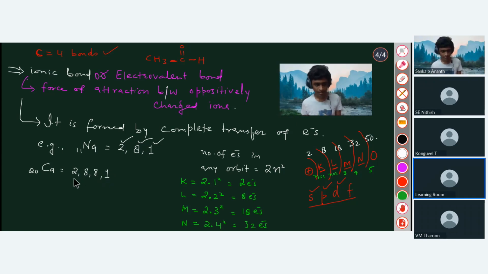It is actually because of the octet rule. Exactly. One is the octet rule. Another is this electronic configuration. It is in terms of subshells. It is not in terms of shells. It is in terms of subshells.